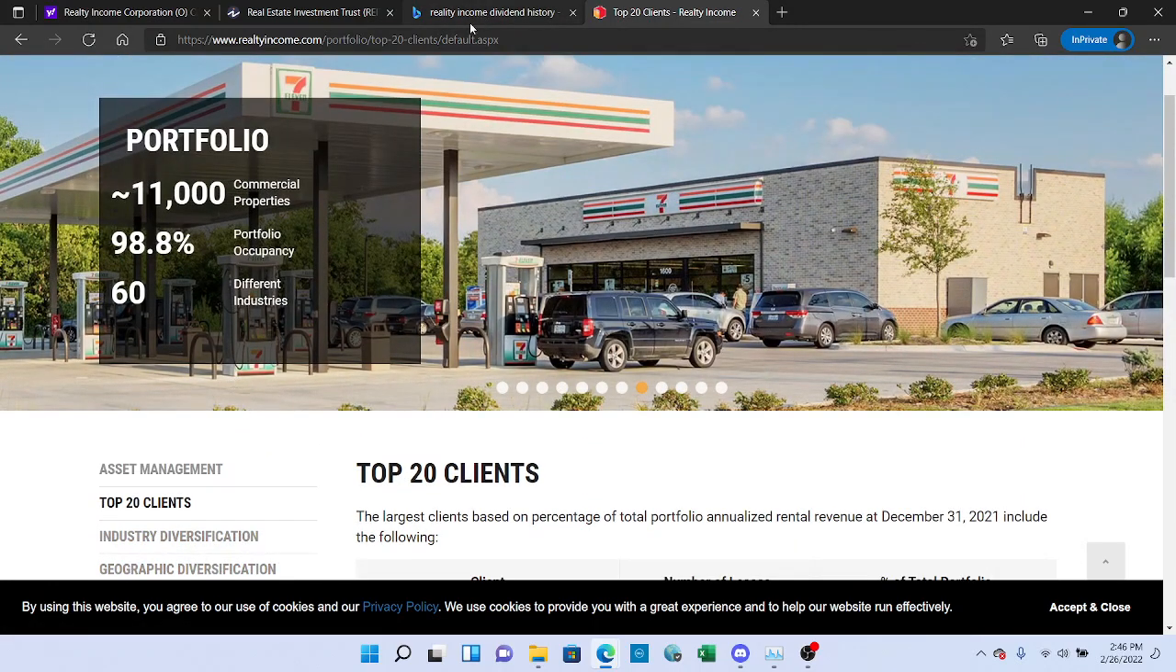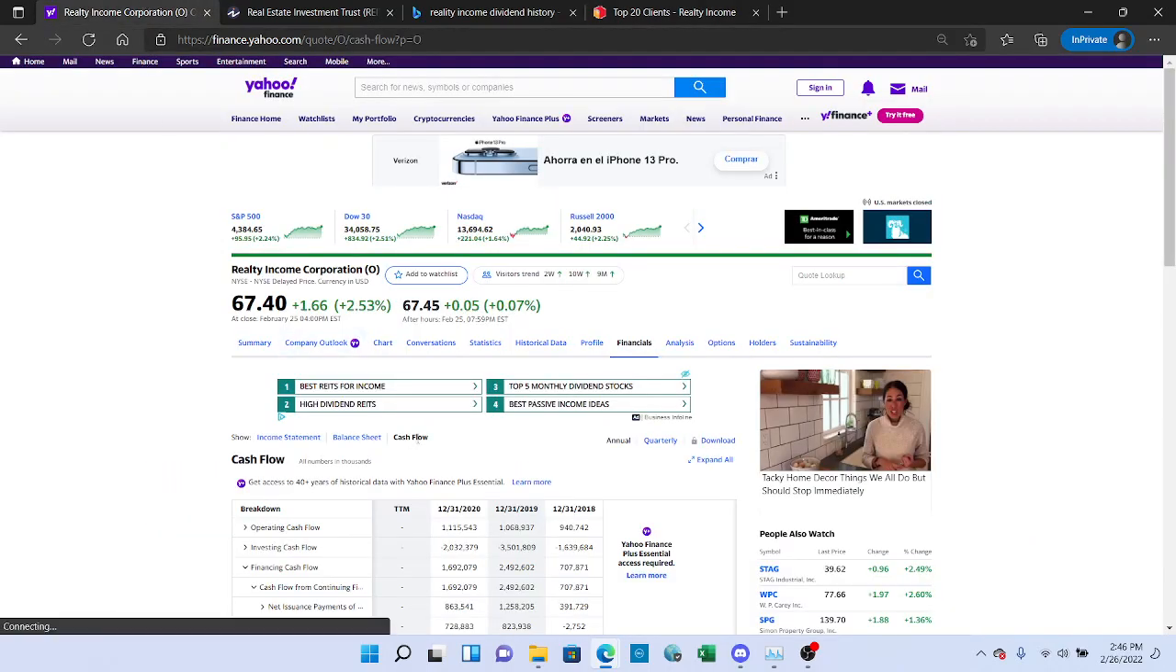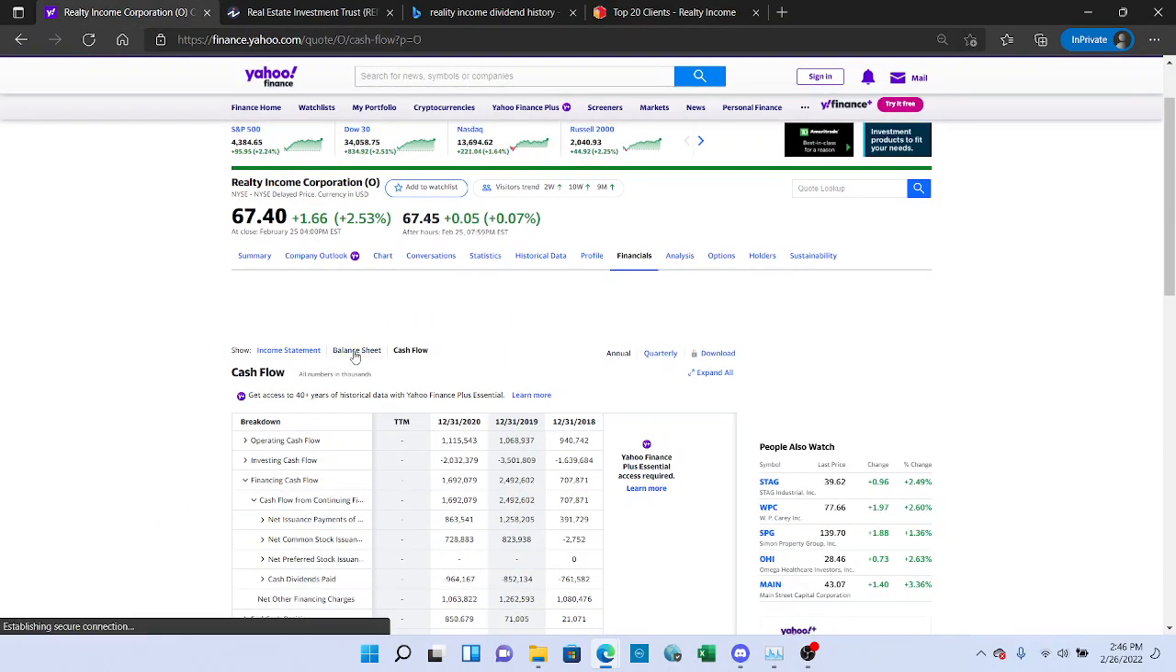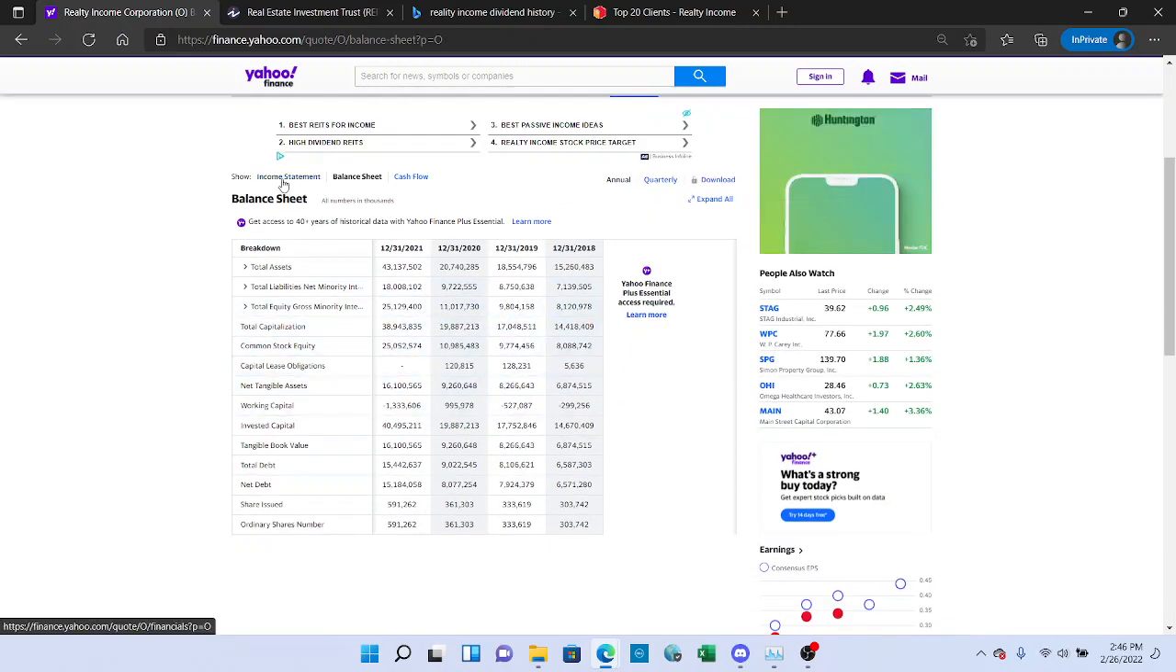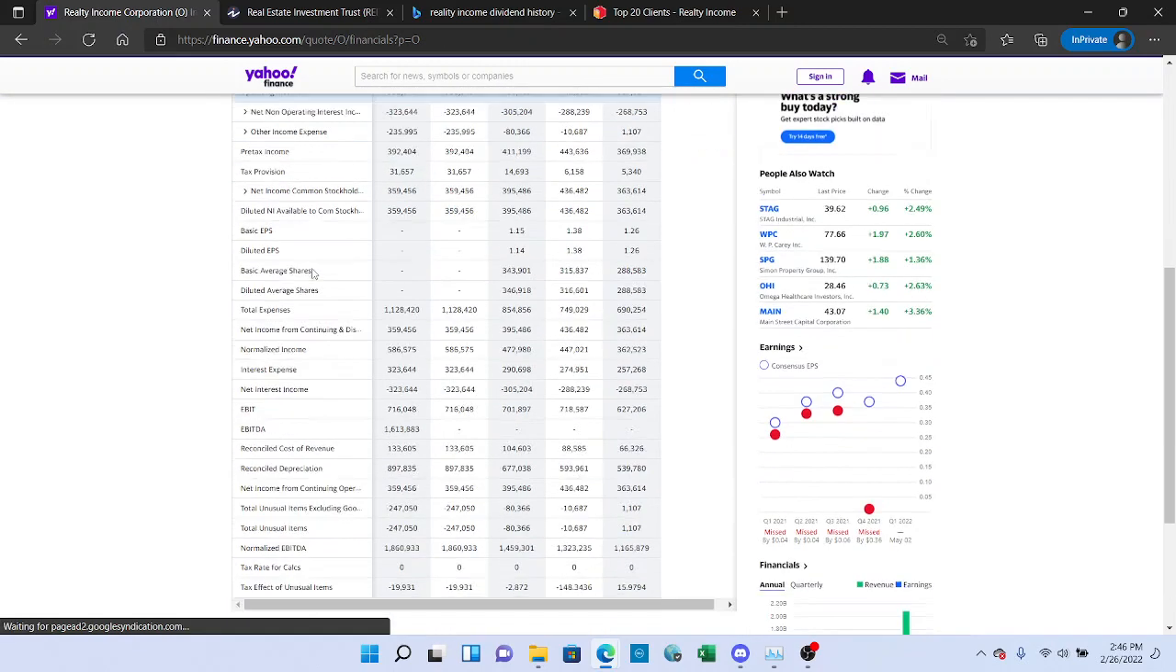So that's basically it for dividend investing, you guys. Make sure you're paying attention to the cash flow, their debt obligations, and just what they make in general.